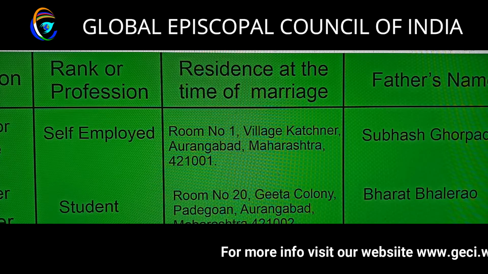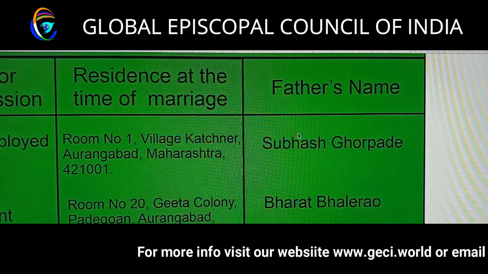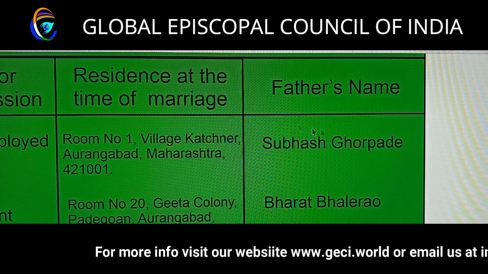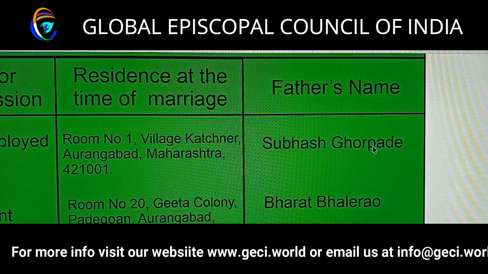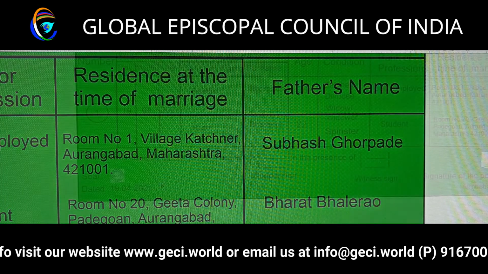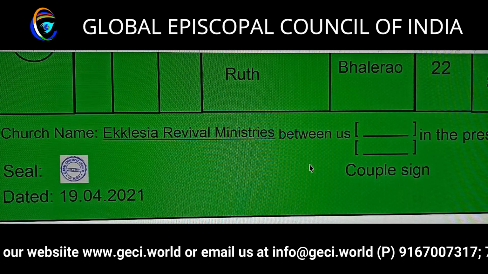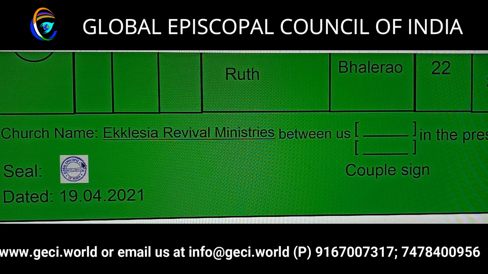If they are from the same state, just the light bill will do. And then, of course, the last one is the father's name. If single parent, mother's name also can come. And also, if they are orphan, then you have to mention the guardian's name. All right, so this is where the difference comes between the notice of marriage and the certificate of marriage.